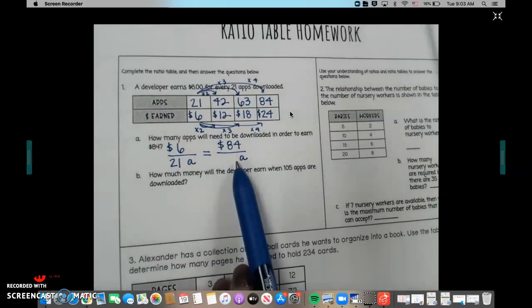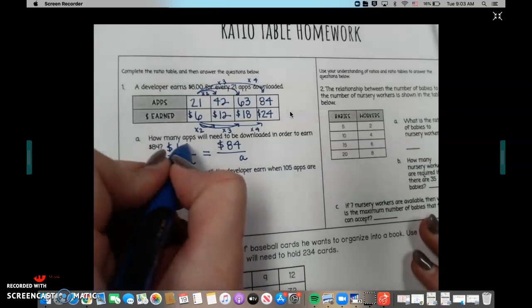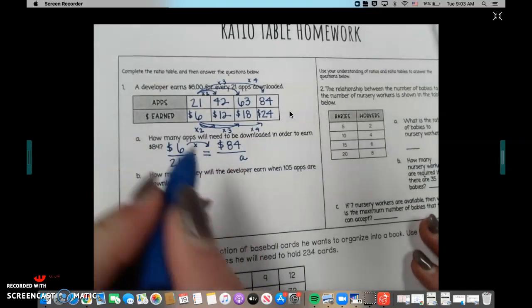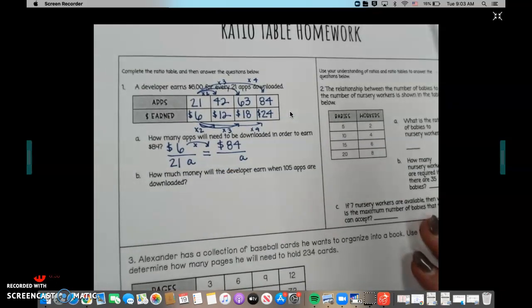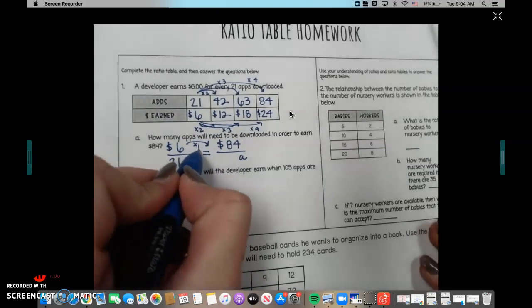And this is a question mark, right? I'm not sure how many apps. So how am I going to figure that out? How am I going to get there? Well, I know 6 times something has to get me 84. 6 times something will get me 84. Bella over here, what do you think? How did you get 14?